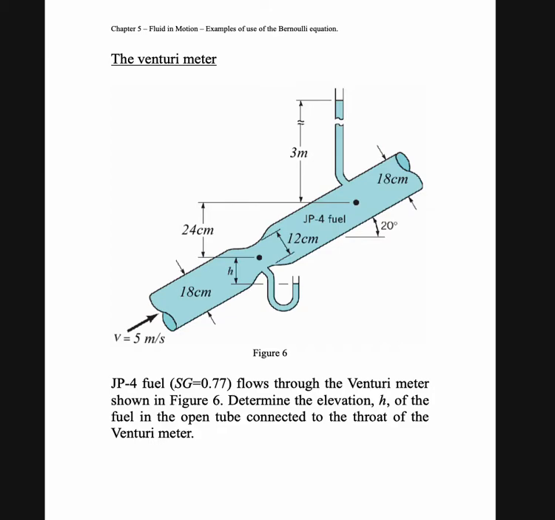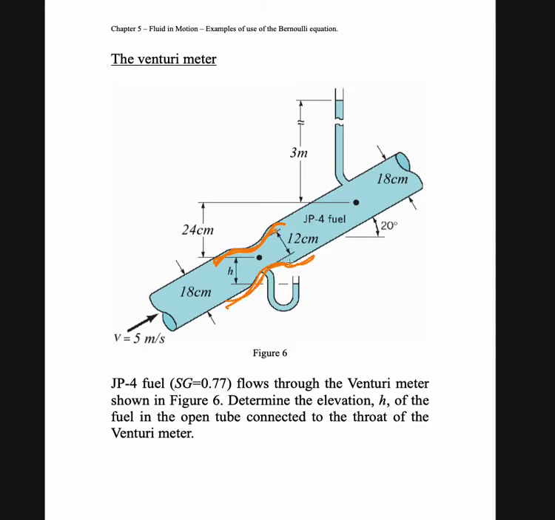Okay, we go for the next application called Venturi meter. So Venturi meter is actually the same idea as the pitot static tube or the orifice meter. However, the Venturi meter will give us an incline change of cross-sectional area.